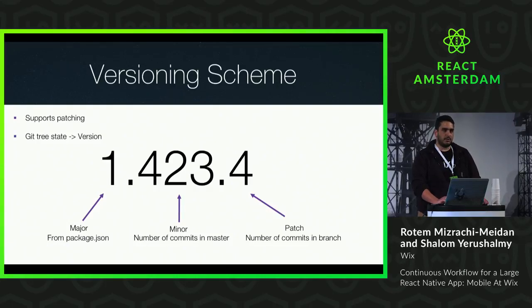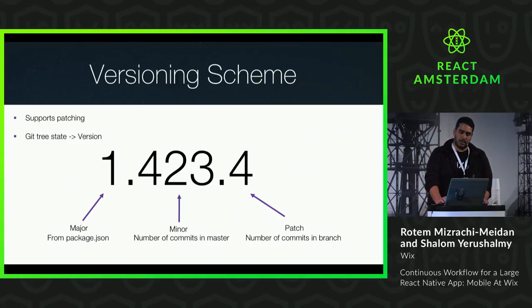Major is from the package JSON. We take the major in the version package JSON. The minor is the number of commits in the master. And patch is the number of commits in a certain branch since it diverged from the master. So if the build is master, it will be 0. When building the app, we keep a shrink wrap file containing all the resolved module versions. When we need to release a hotfix, we use that shrink wrap state and only change patch versions of the patched modules.